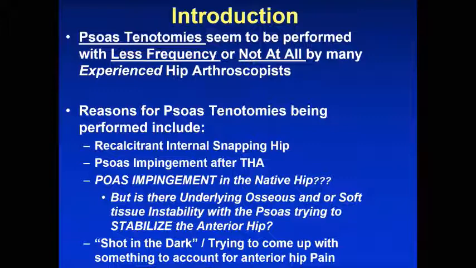Reasons for psoas tenotomies being performed include recalcitrant internal snapping hip, psoas impingement after total hip arthroplasty, psoas impingement in the native hip, but I think the argument is that there's underlying osseous or soft tissue instability with the psoas trying to stabilize the anterior hip. And then what I would call the shot in the dark, where you're not sure what's going on and you're just trying to do something that might help take care of the pain.